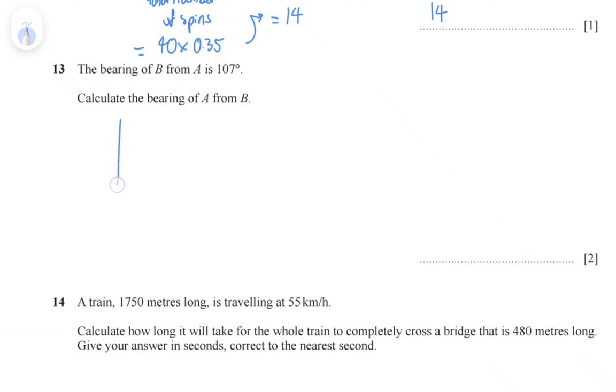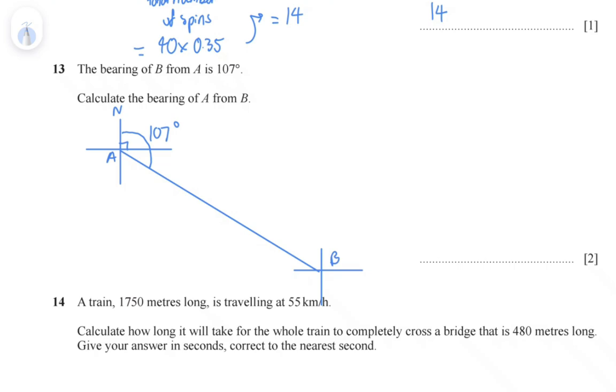The way that we measure bearings is that we always start from up here at north, and then we go clockwise. So first, the bearing of B from A is 107 degrees. So now this is 90. We know that 107 is approximately somewhere here. So from north to the direction of B is 107 degrees.